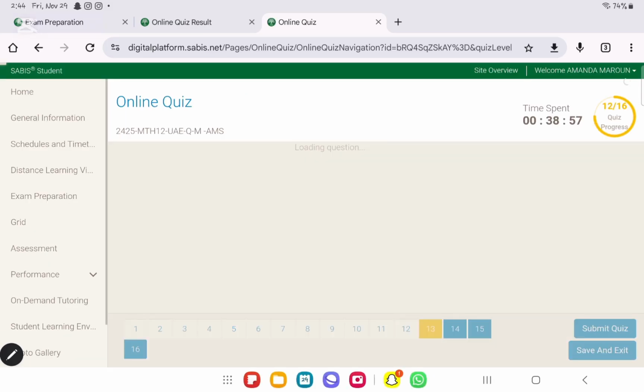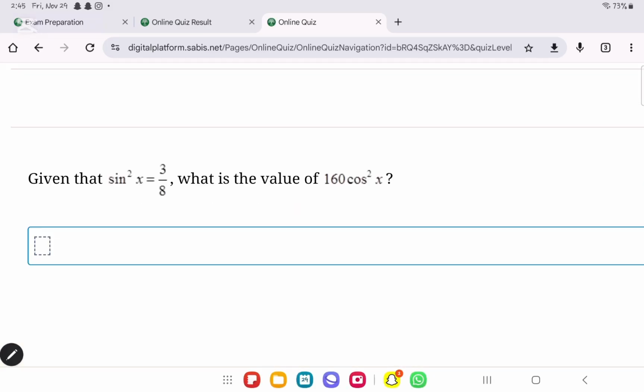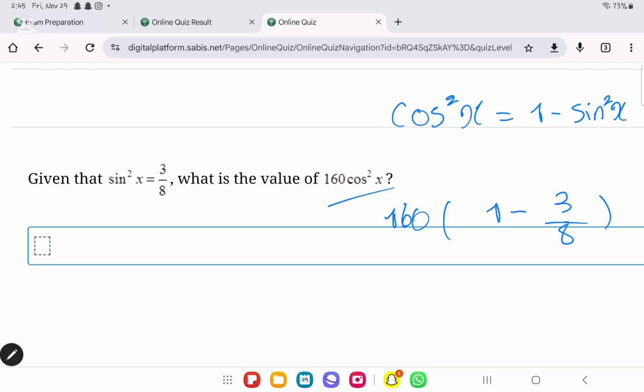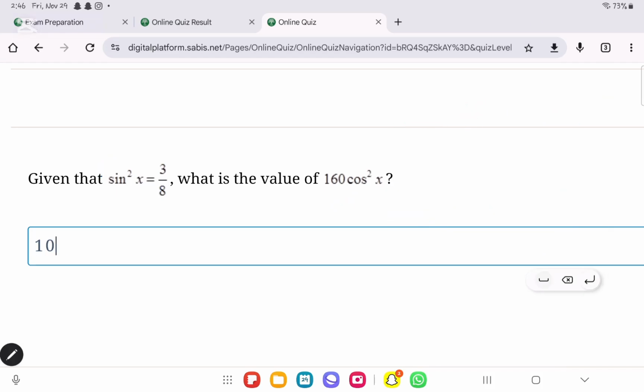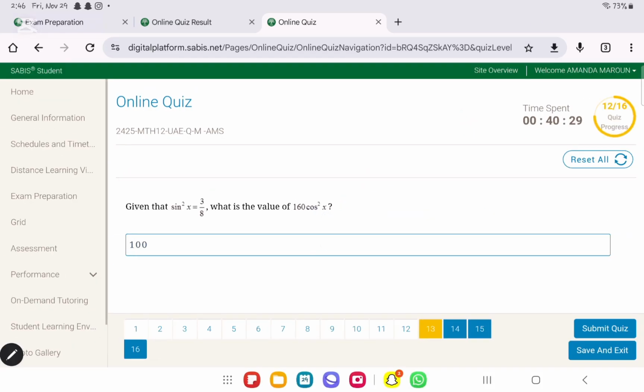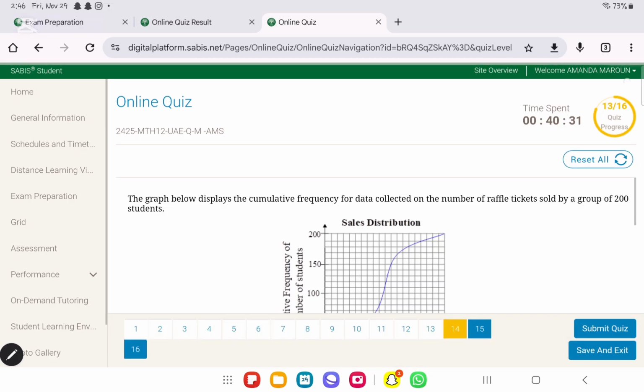Moving on to question number 13. Here again, we have that cosine squared x is equal to 1 minus sine squared x. So substitute it here. It becomes 160 times 1 minus 3 over 8, because we know sine squared x is 3 over 8. Doing it on your calculator, you are going to get 100. So very simply, the answer over here is 100.